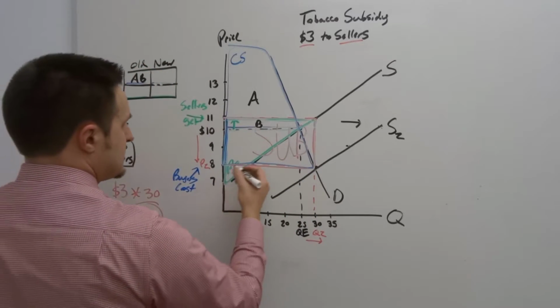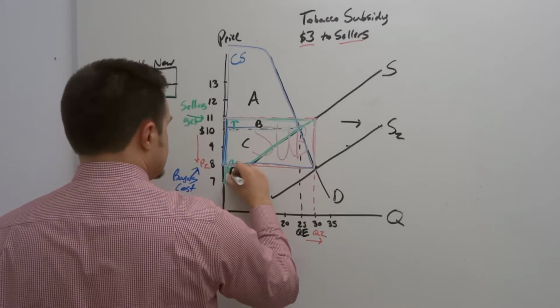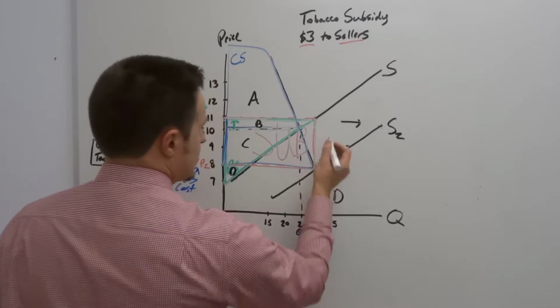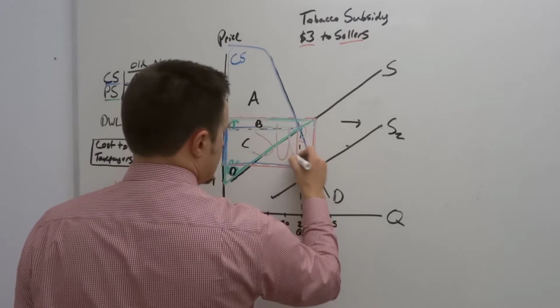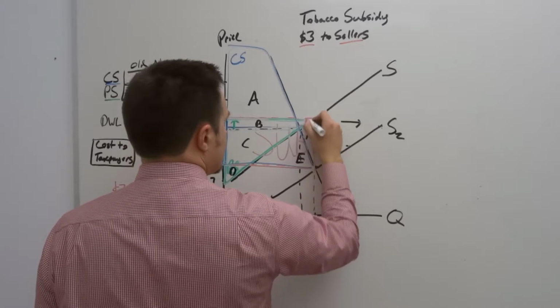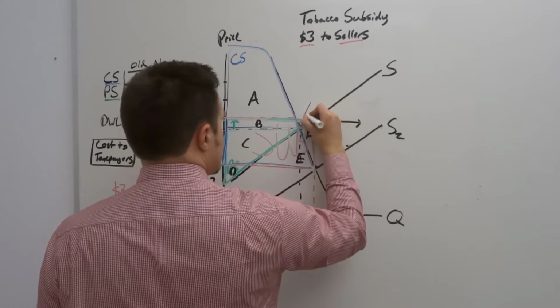Original producer surplus might have been C and D. So here's C and D. And we'll add a couple letters over here. You're going to have E. This whole area will be E. You'll have F. And this little area here will be G. Okay, so I'll maybe put an arrow here.